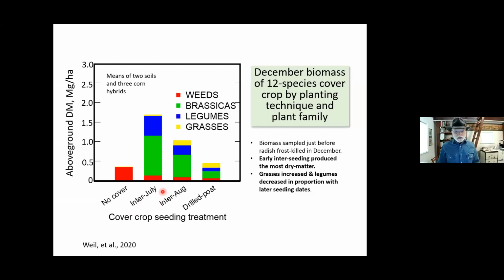And you can see that when we interseeded in July, now that actually was seeded in early July, but it didn't germinate until late July. The seeds sat there for 3 weeks. We had no rain that year in July, it was 2018. But when it rained, it germinated and it produced a very nice cover crop. In August, it didn't do quite as well, and then drilling it was less. So we just didn't have the growing degree days left. We had a good stand, but there wasn't much there. And you can see that the composition is changing, right? This early one really favored the brassicas and the legumes, and the later planting favors the grasses.